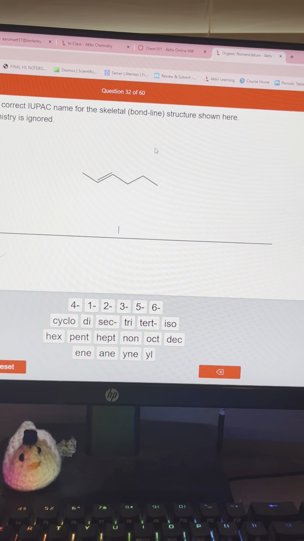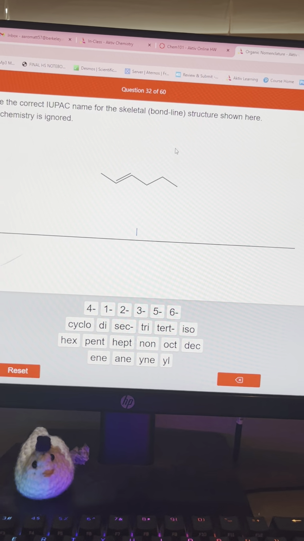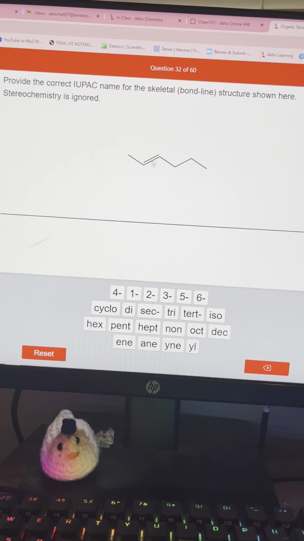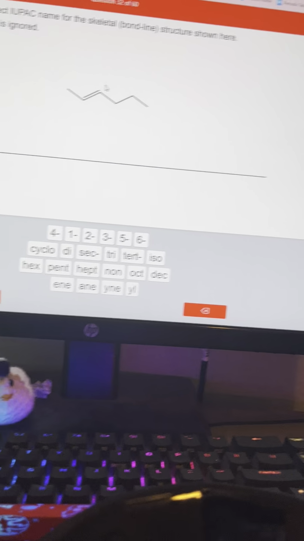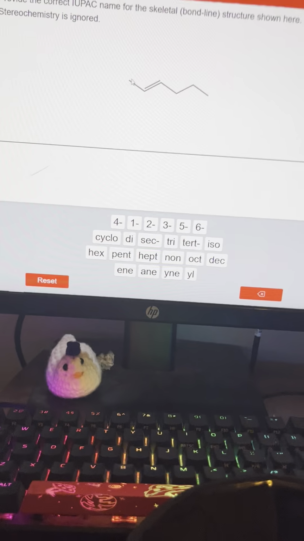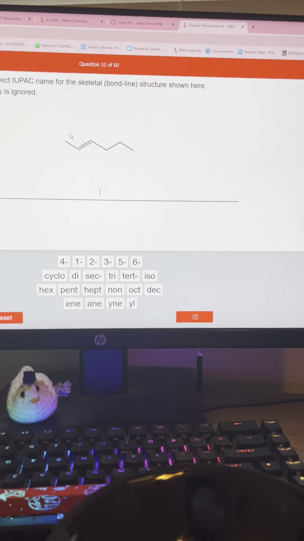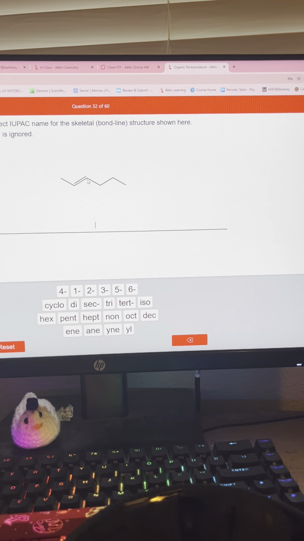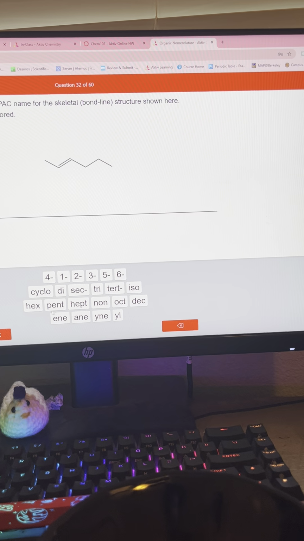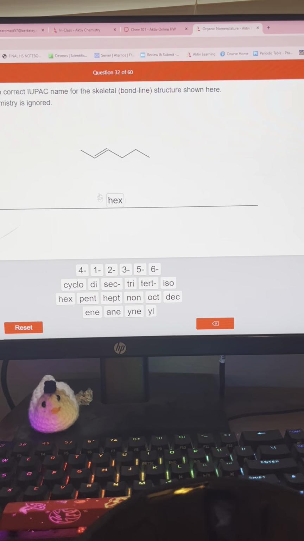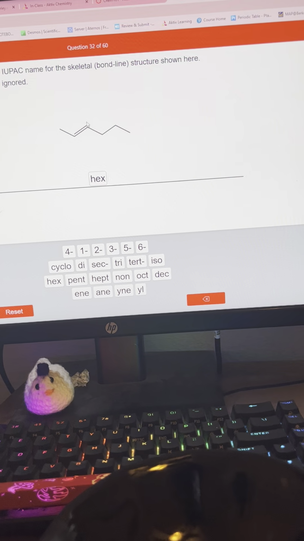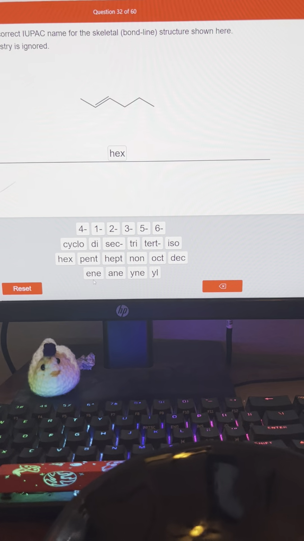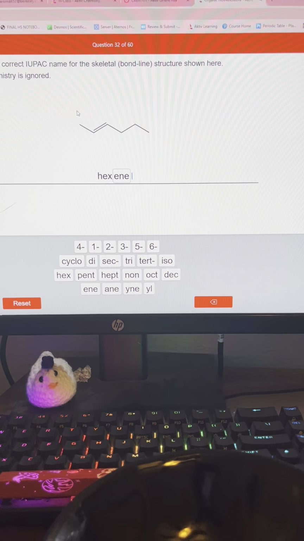Okay. Next, another thing is that you start counting closest to the double bond. So our start's gonna be over here because it's close to the double bond. So we have 1, 2, 3, 4, 5, 6. So it's hex. Remember, this signifies a double bond. If there was a third line, that signifies a triple bond. And double bonds are always hexene.